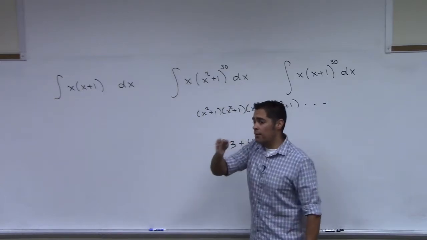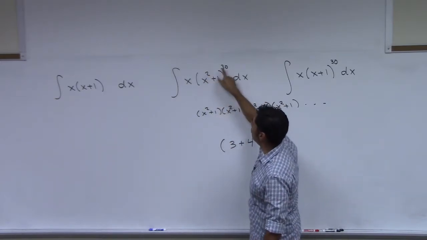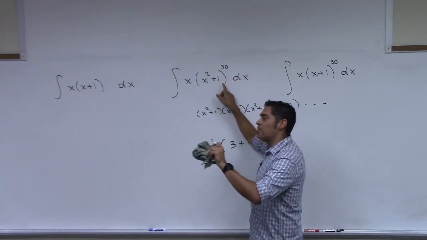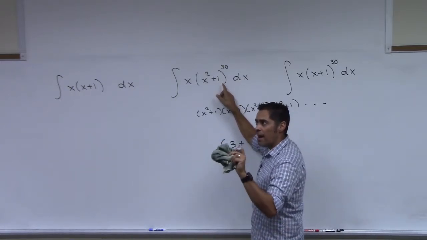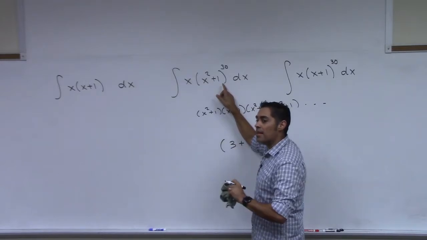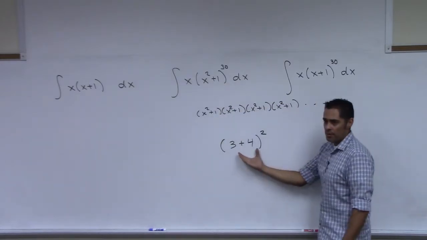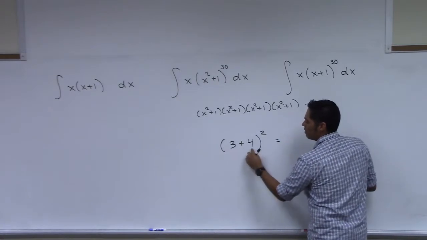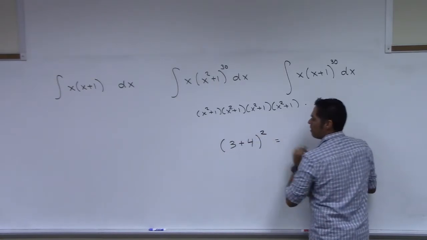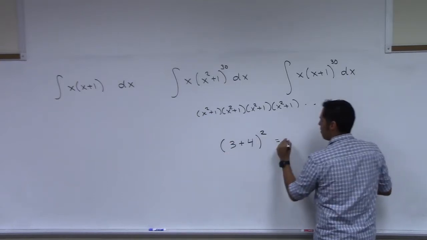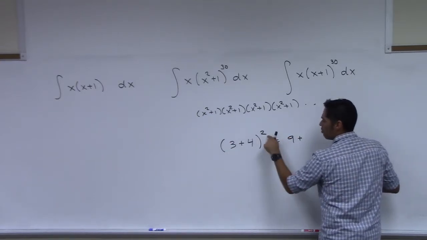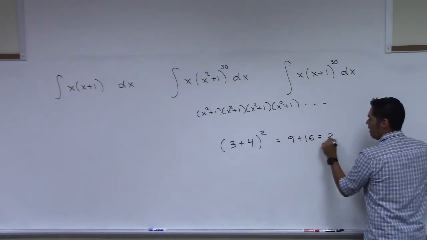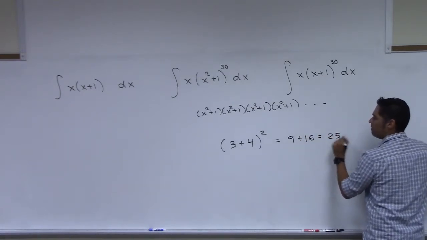If you did that, you're taking this and raising it to the 30th and this to the 30th, right? I'm saying challenge yourself to ask whether that's legal. Here's an example. I have two things added together. Can I just square each one and add? Let's try it. Square the 3, 9, plus square the 4, 16. This is 25.